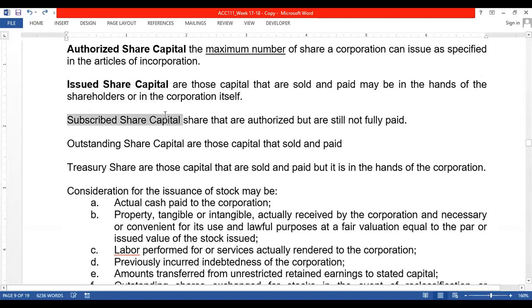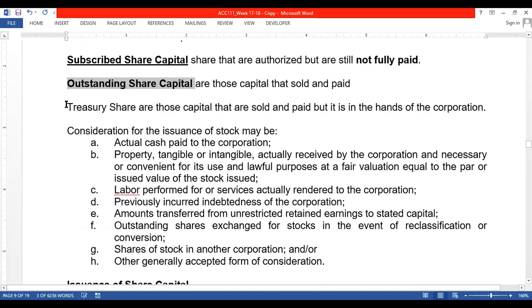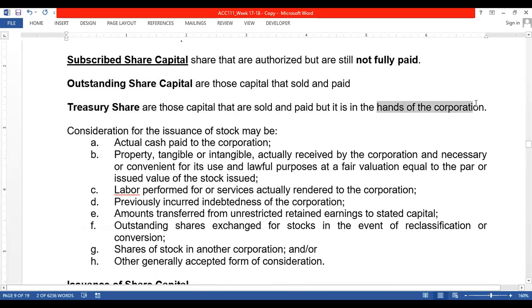Subscribed share capital naman, so these are authorized shares but not yet fully paid. So yun nga, may nakautang si shareholder for the share capital or di kaya na-receivable si company from the shareholders because they are not yet fully paid. Outstanding shares naman are those capital that are sold and paid. Treasury shares naman, so these are yung binayback ng company. So are those capital that are sold and paid but it's in the hands of the corporation. So gipalit or gibalik ni corporation.